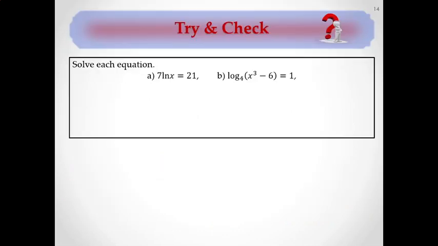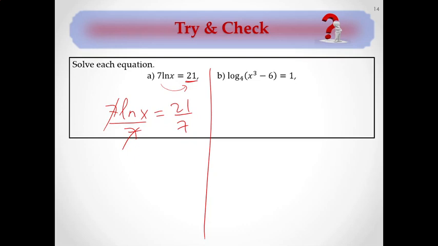Now let's look at these two problems here. 7 ln x equals 21. If you don't have any ln terms on the other side, you can directly go ahead and divide by 7. So it will be ln x equal to 3. And then how to get rid of this ln? I want to remind you, log base e of x is equal to 3. Raise them to e's power, then log base e and e cancel out, and you get x equal to e cubed.